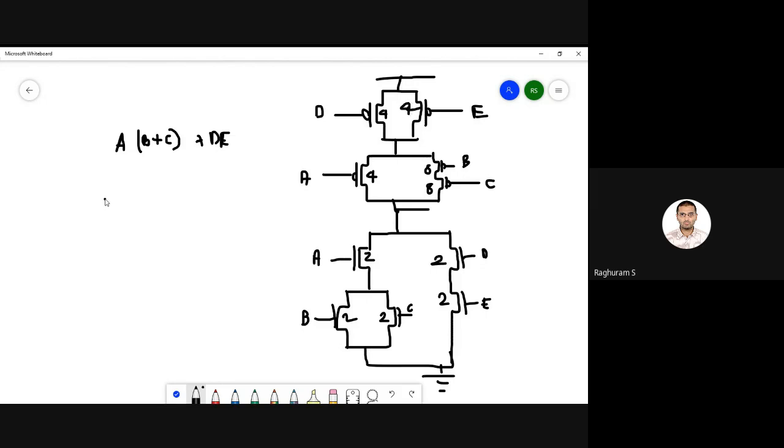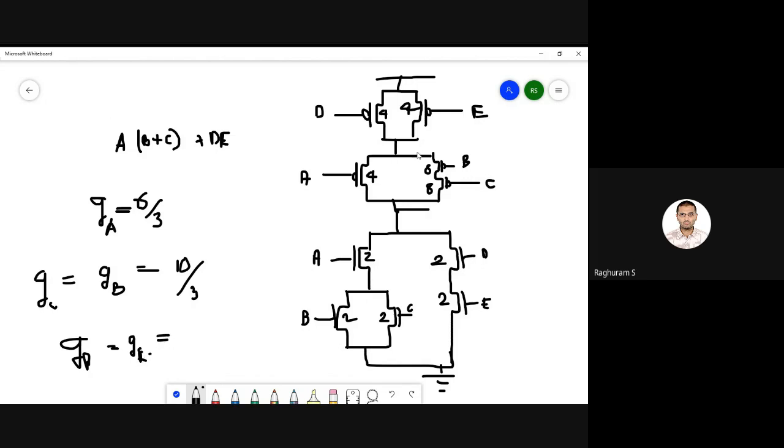So now we can write the logical effort. GA equal to, find input A. Here is 4, here is 2, 6. It's all equal to, equivalent inverter is 2 and 1, so 6 by 3. GB, find input B. Wherever the input is, see the transistors 2 and 8. So suddenly we see a very high number for GB, 10 by 3. And C is also the same, so GB equal to GC, 10 by 3. And similarly D and E are the same. GD equal to GE equal to 4 plus 2, both are the same, which is also equal to 6 by 3.